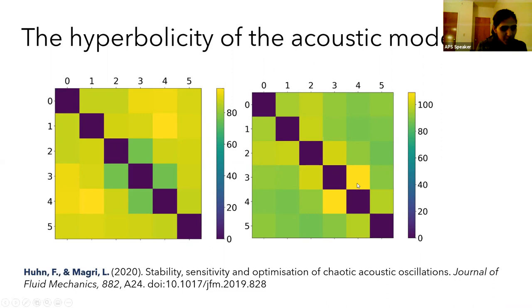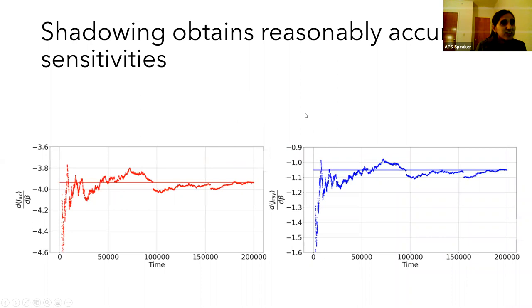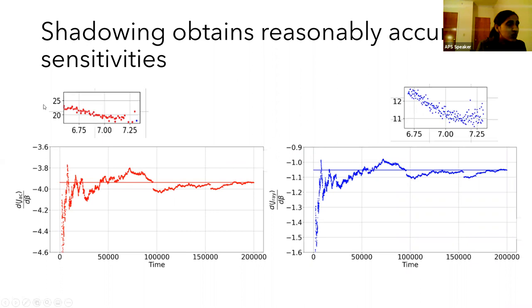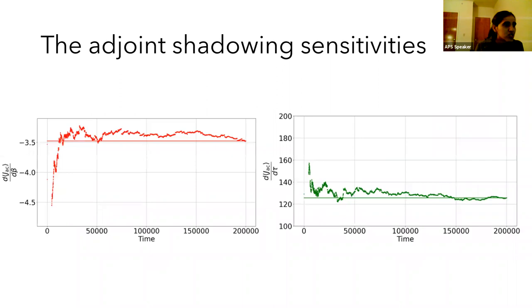Now, in this case, we see that when we apply the shadowing algorithm that I described initially, the sensitivities that we get are very close to the truth. We know the truth because the system is low dimensional enough for us to just eyeball the sensitivities from the plot I showed you earlier of the time average of J, the acoustic energy, with respect to beta, and the Rayleigh index with respect to beta. From here, you can see that the slope should almost be minus one, and that's what we get from tangent shadowing. And here we see it has to be between minus 3.5 and 4, and that's what we get from tangent shadowing sensitivities. Similarly, we've also verified that the adjoint sensitivities obtained by shadowing are quite accurate.